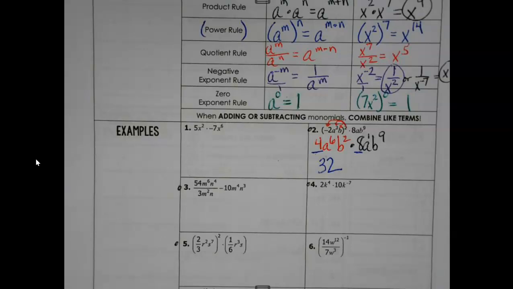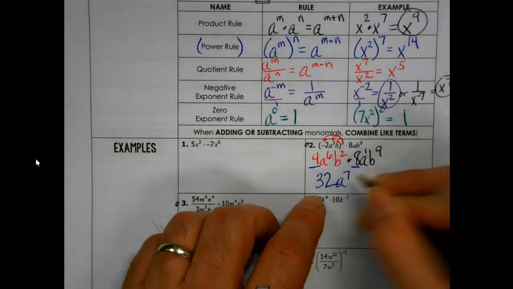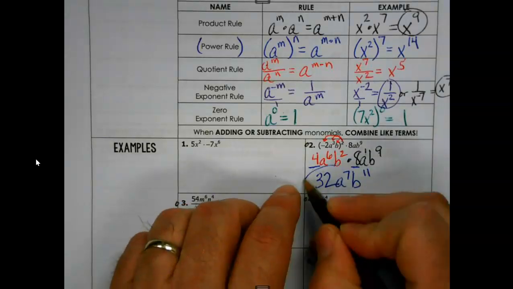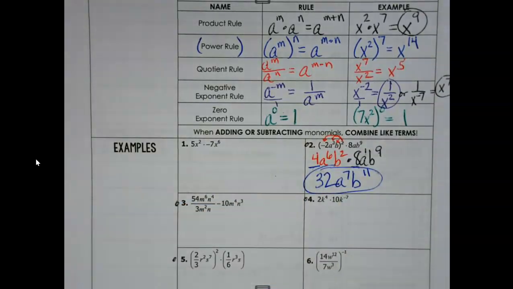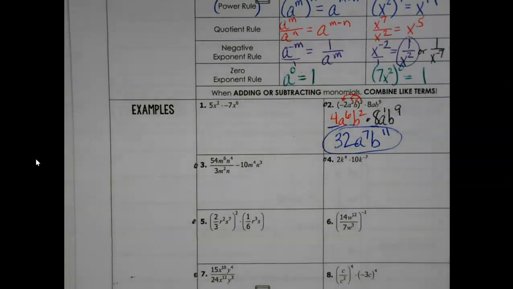But I will follow the rules on the rest of them because they're exponents. So the product rule says we're going to add them. So 6 and 1 on my A's is 7. 2 and 9 on my B's is 11. And we're ready to rock and roll. So we got to have a little bit of patience in here, but it's not going to be anything that's too bad. Now this next one looks like it's going to be awful.